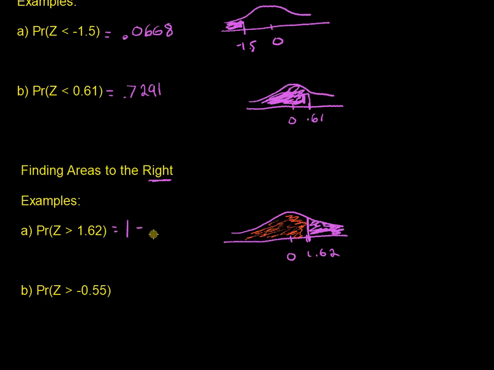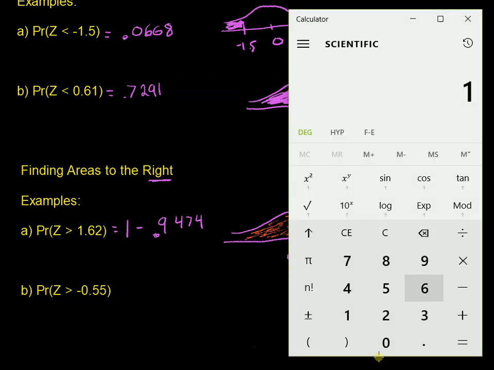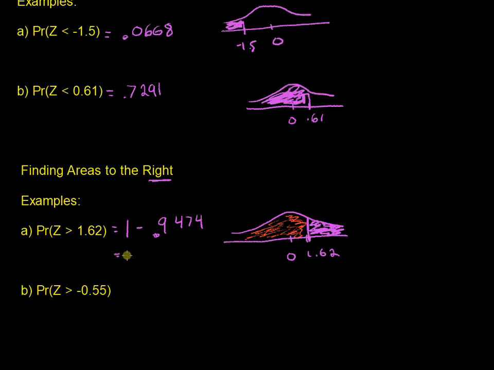Okay, so 1 minus 0.9474. This area in red is 0.9474, so I'm going to have to do 1 minus that to find the area here in purple. So go ahead and pull out your calculator. Do 1 minus 0.9474, and you get 0.0526. There we go, which makes sense. This area should definitely be smaller than half. So that's the probability that z is more than 1.62.